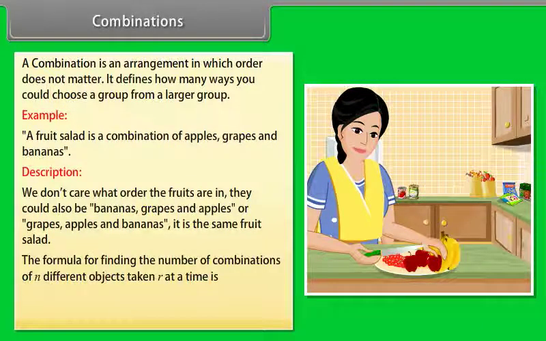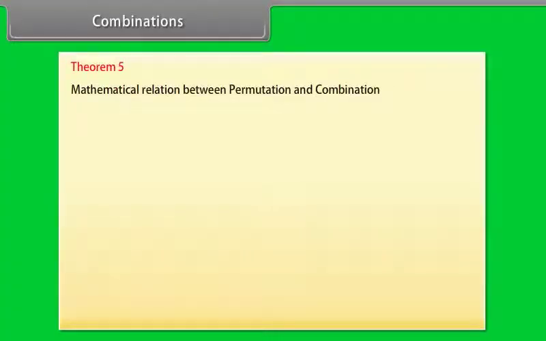The formula for finding the number of combinations of n different objects taken r at a time is nCr is equal to n factorial by (n minus r) factorial into r factorial. Theorem 5. Mathematical relation between permutation and combination. nPr is equal to nCr into r factorial, where 0 is less than or equal to r is less than or equal to n.